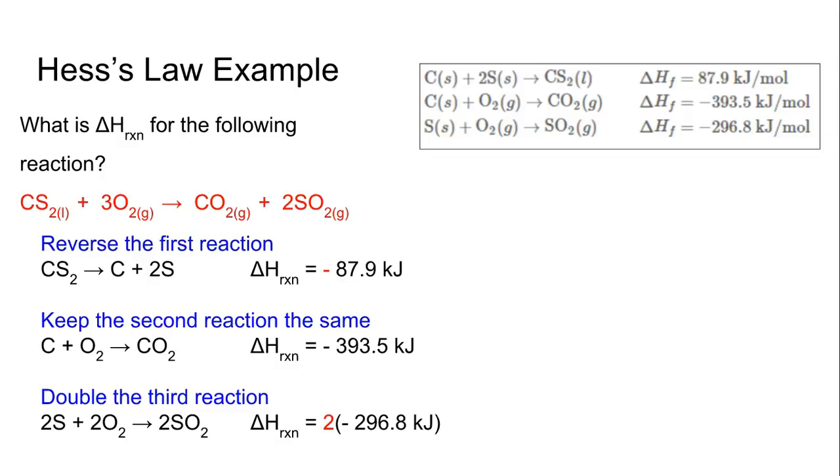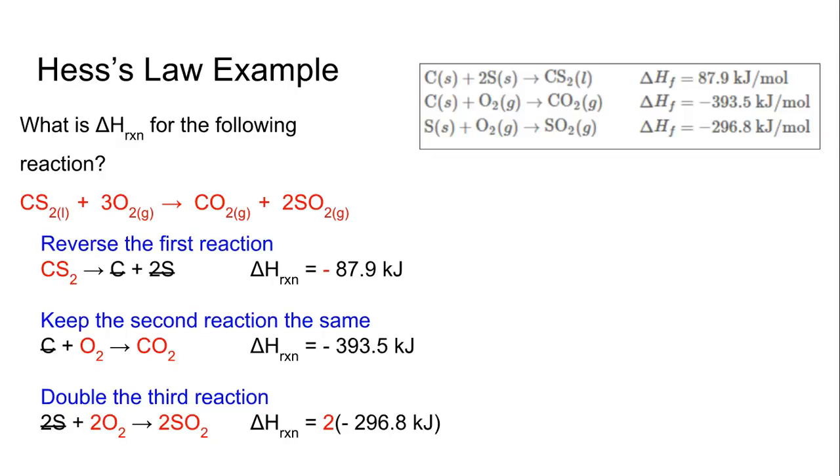Now that we have all three reactions where they need to be, let's cross off the things that cancel out. You'll notice that the carbon is on the right side of the first reaction, but on the left side of the second reaction, so it cancels out. You'll also notice that there are 2 sulfurs on the right side of the first reaction and 2 sulfurs on the left side of the third reaction. They will also cancel out.